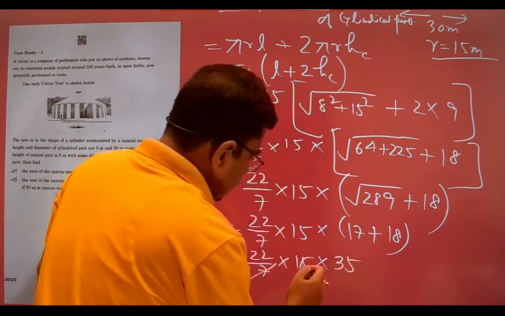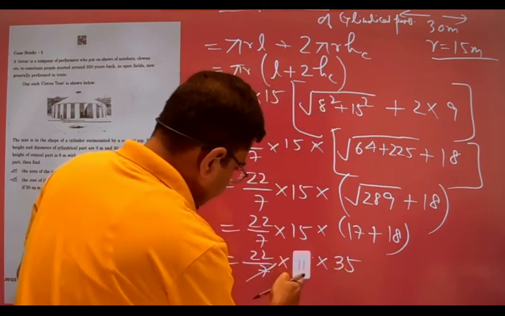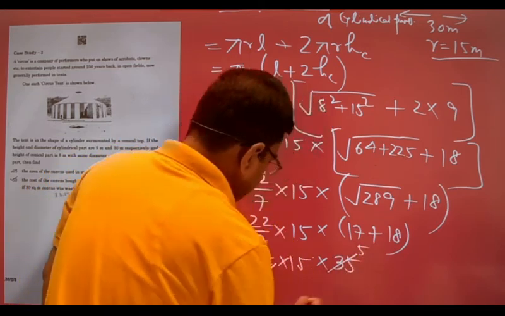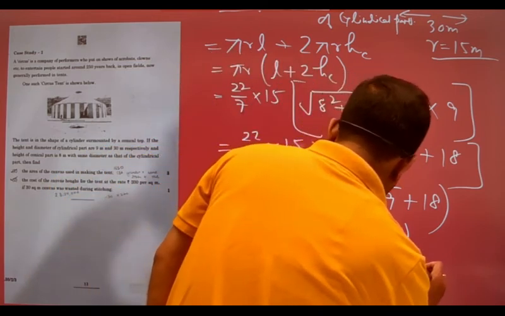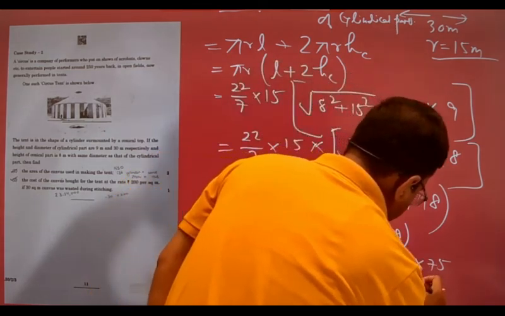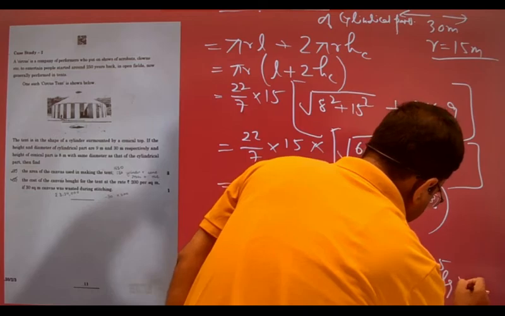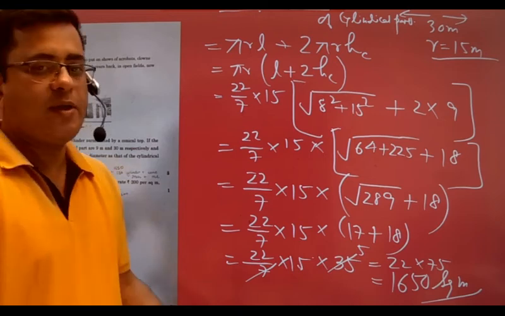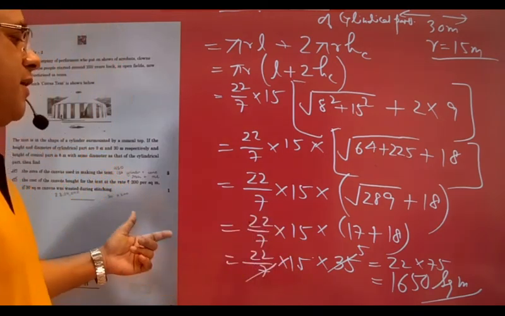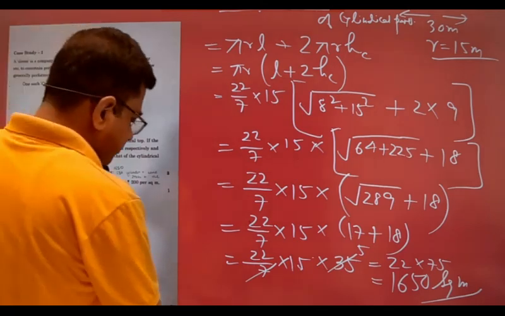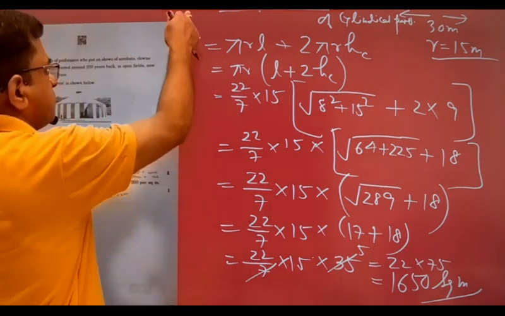So do this simplification. So this is equal to 22 into 75, which is equal to 1650 square meter. So this is the curved surface area of the tent. So let us find out the next part of the question. So what will be the next part?